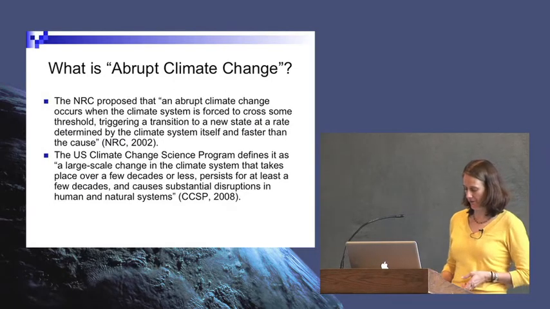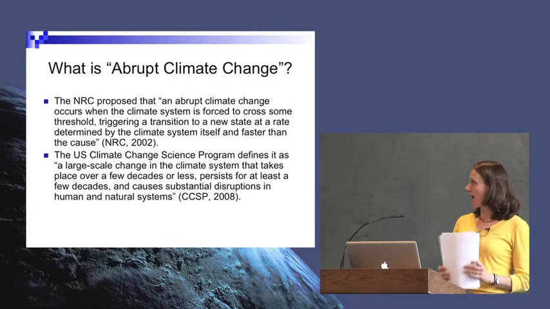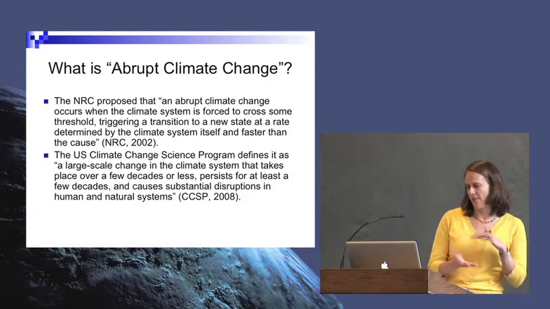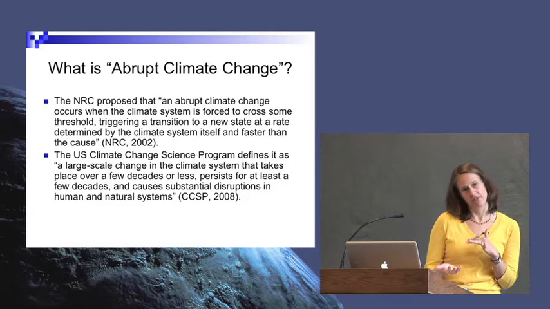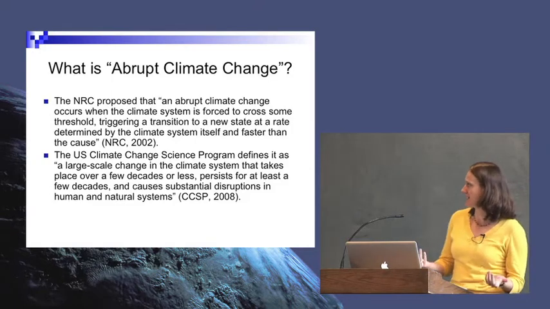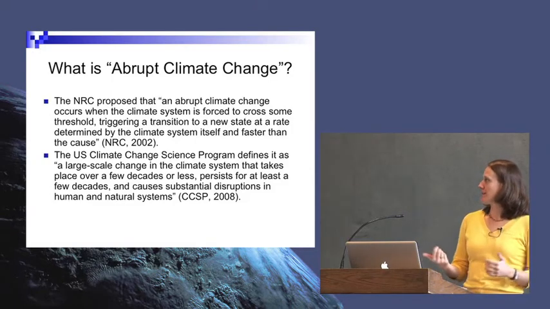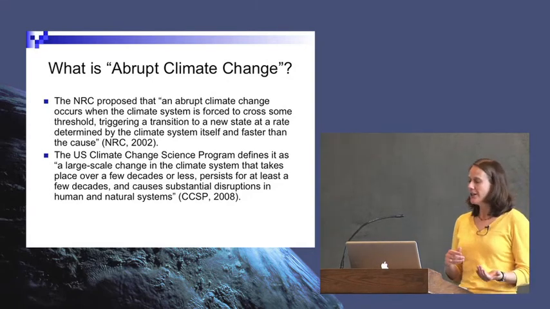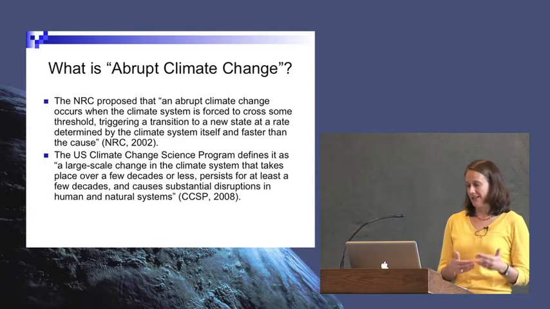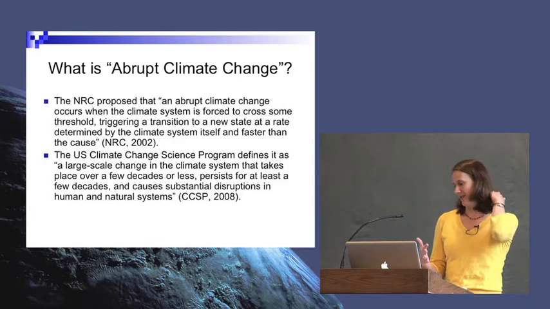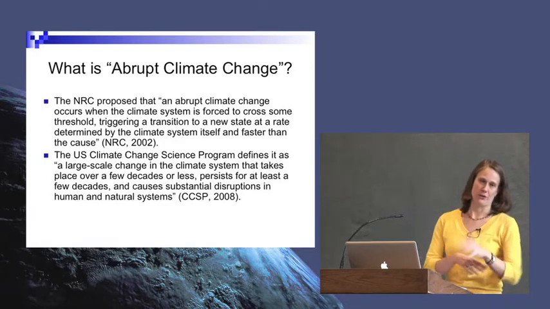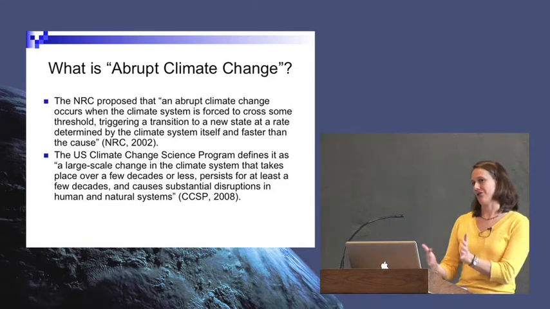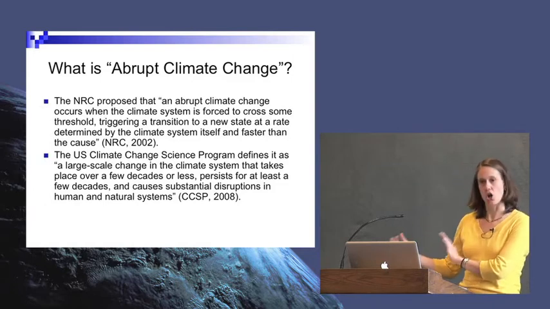So these are a couple of the formal definitions of abrupt climate change. There's two that have come out in the last decade or so. The National Research Council has defined it as occurring when the climate system is forced across some threshold, triggering a transition to a new state at a rate that is determined by the climate system itself and faster than the cause. So it's all big and wordy, but basically the rate of change is faster than what caused it.